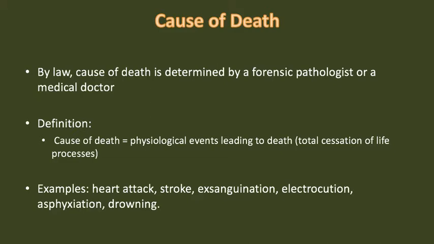So cause of death, the definition is here on the slide. We have physiological events leading to death, i.e. the total cessation of life processes. Examples of types of causes of death that you might see: heart attack, stroke, exsanguination, meaning bleeding to death, electrocution, asphyxiation, drowning, all of those types of things. So what physiologically is happening to the individual that leads to their death? You could also have diseases of various kinds and that kind of stuff.